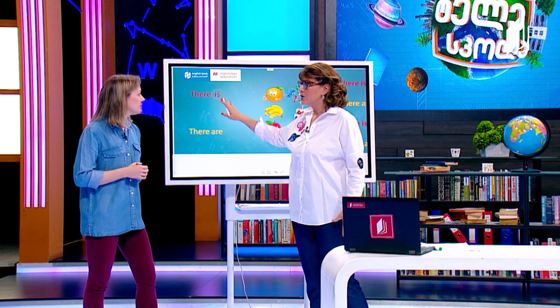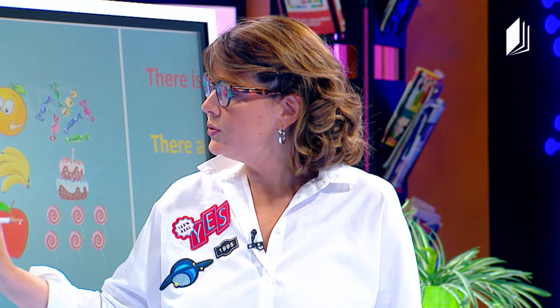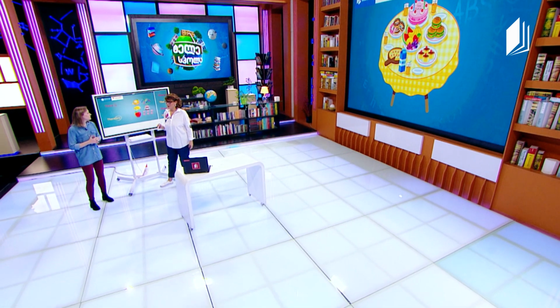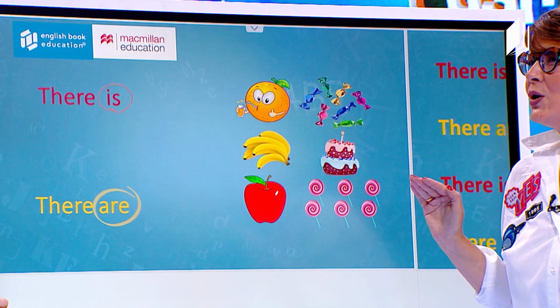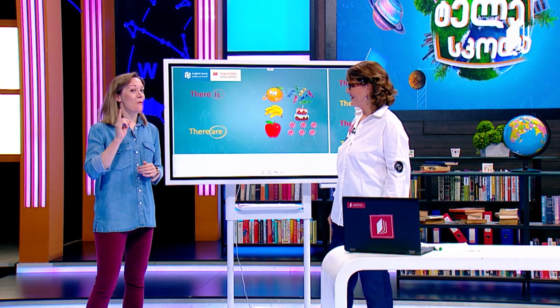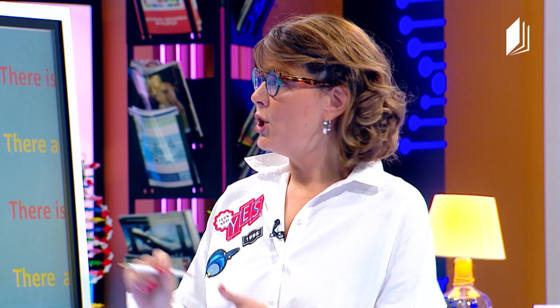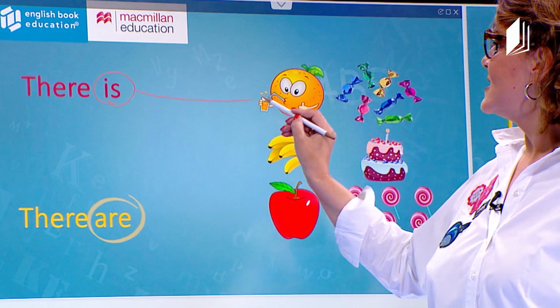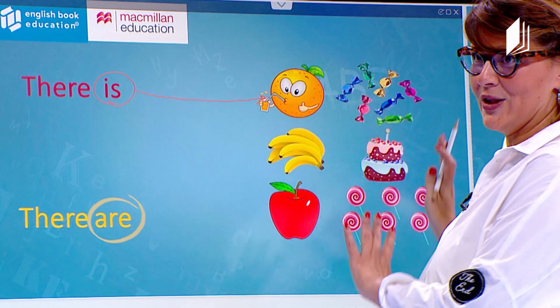So in singular we use is, and in plural we use are. There is and there are. There is one, but there are 2 and more. For example, you can see a picture of the orange. How many oranges are there? How many oranges are there, Miss Amanda? There's 1 orange. So it means, because it is 1 orange, we just match there is with 1 orange.